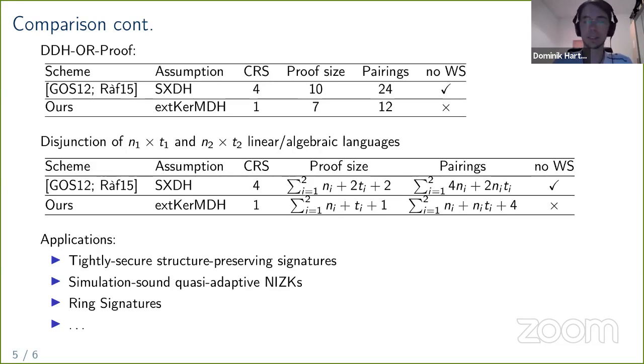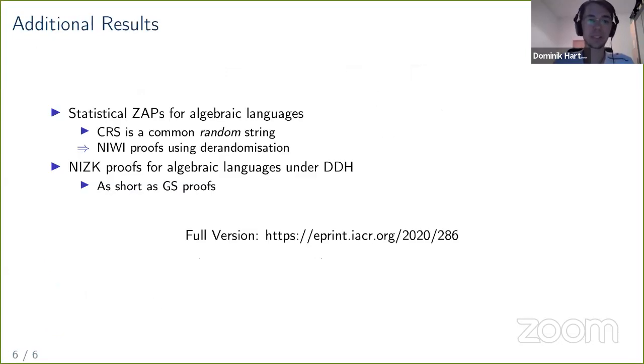And since the proofs are often a big part of these protocols, we can save significant space and time with our construction. Additionally to the NIZK arguments, as the title says, we also get statistical ZAPs for algebraic languages. And using de-randomization techniques, also non-interactive witness indistinguishable proofs, and also non-interactive zero-knowledge proofs for algebraic languages under the standard DDH assumption, but those don't improve over Groth-Sahai proofs, so they are nice to have, but not as interesting.